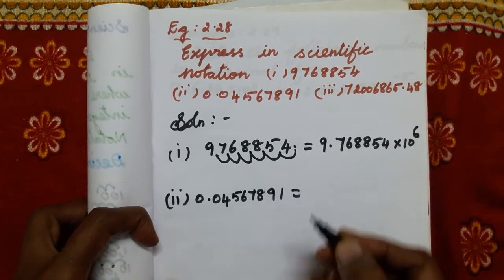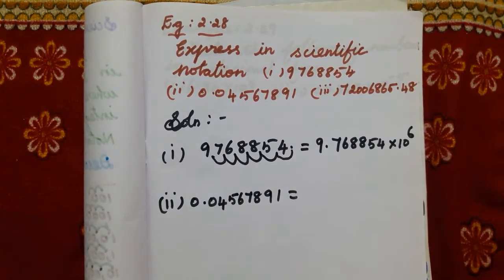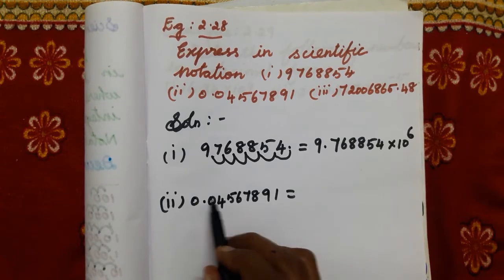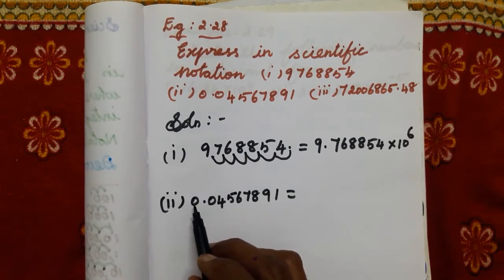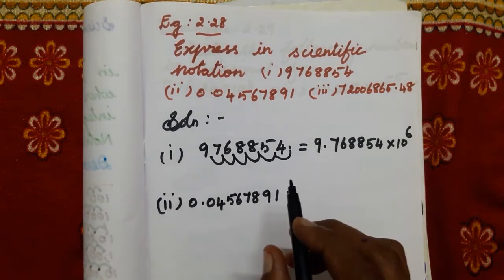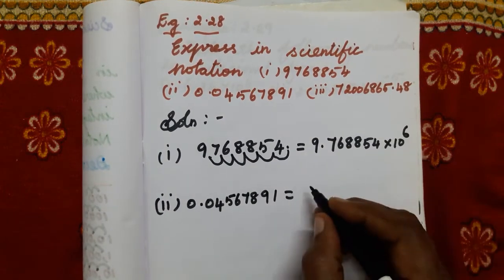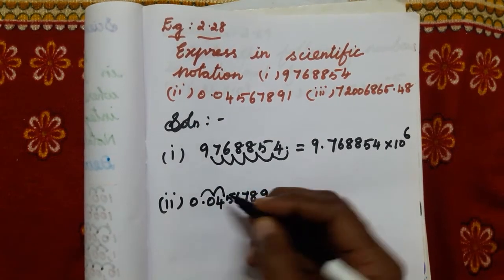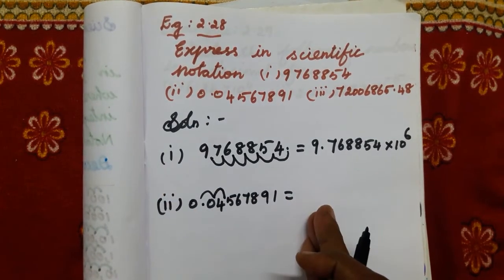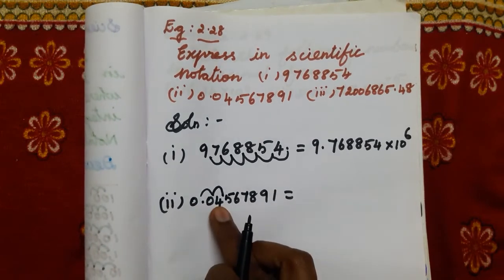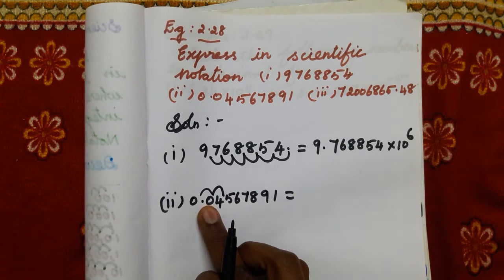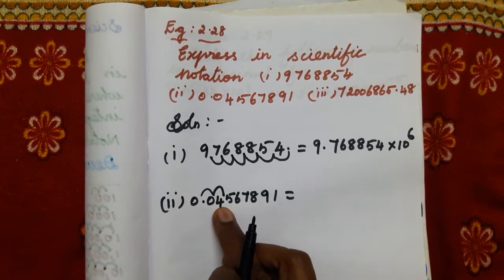0.04567891 is equal to. Now where is the decimal point? Here is the decimal point. We have to write in the scientific notation. Before the decimal point, only one non-zero digit should be there, is it? So we want to move the decimal point 2 digits. Where? Right, 2 digits right. Then only here only a non-zero number is there. Okay, a non-zero digit should be there.